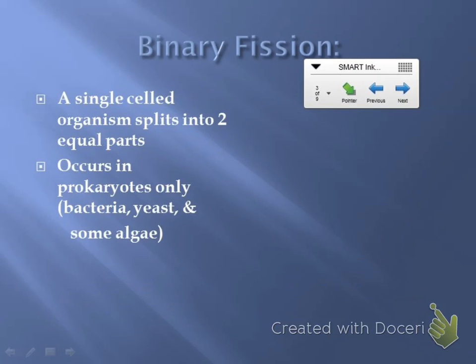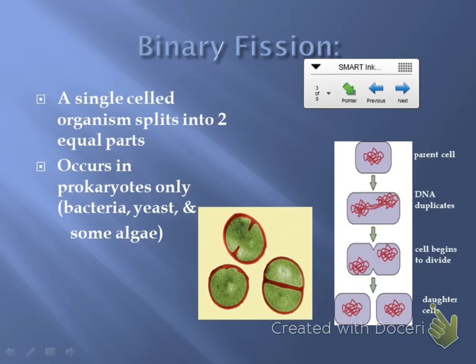So let's talk about binary fission first of all. Binary fission is when a single celled organism splits into two equal parts. It occurs in prokaryotes only. Bacteria, yeast, and some algae. Okay, and if you can look at the picture here, we have the parent cell. We duplicate our DNA. The cell begins to divide, and the daughter cells split. So if you'll notice, binary fission is a much simpler process than mitosis because all you have to copy is the DNA, whereas in mitosis you have to copy all of the DNA and the cellular organelles.